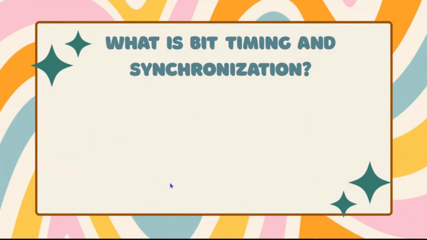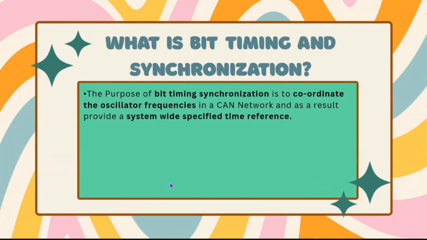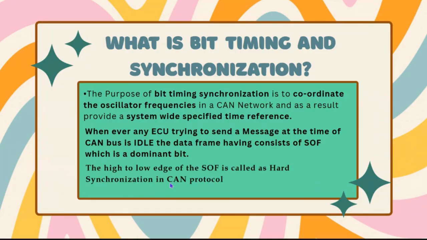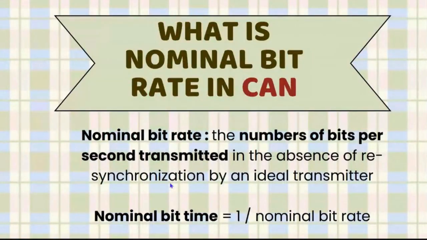What is bit timing and synchronization? The purpose of bit timing synchronization is to coordinate the oscillator frequency in a CAN network and as a result provide a system-wide specified time reference. When any ECU tries to send a message at the time the CAN bus is idle, the data frame consists of the SOF, a dominant bit. The high to low edge of the SOF is called hard synchronization in the CAN protocol.